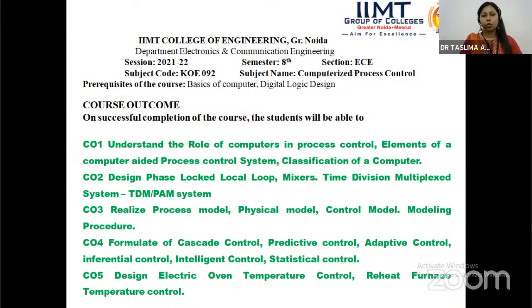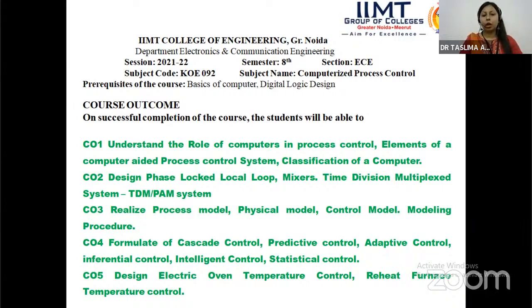Then the third outcome is to realize the process model, physical model, control model, and modeling procedure. The fourth outcome is to formulate cascade control, predictive control, adaptive control, inferential control, intelligent control, and statistical control. The fifth outcome is to design an electric oven temperature controller or reheat furnace temperature controller.